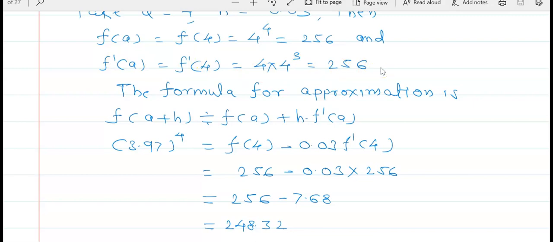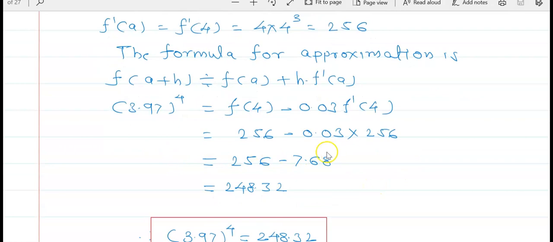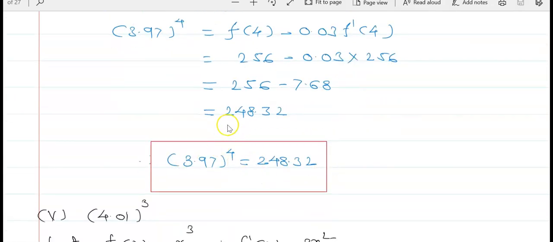That is again 256. Formula for the approximation: f of a plus h is approximately equal to f of a plus h into f dash of a. That is 3.97 raised to 4 is approximately equal to f of 4 minus 0.03 into f dash of 4. And that's why we have the value 256 minus 0.03 into 256. Their multiplication is 7.68 and its subtraction is 248.32, and hence 3.97 raised to 4 is 248.32. Now see the next.